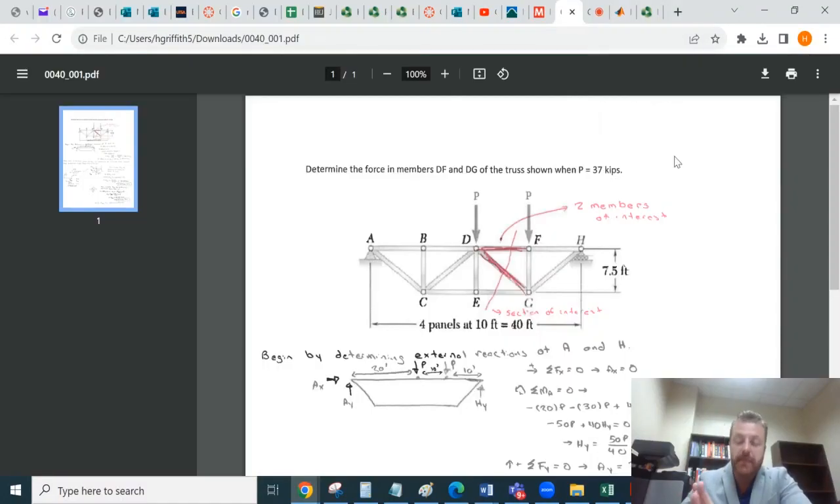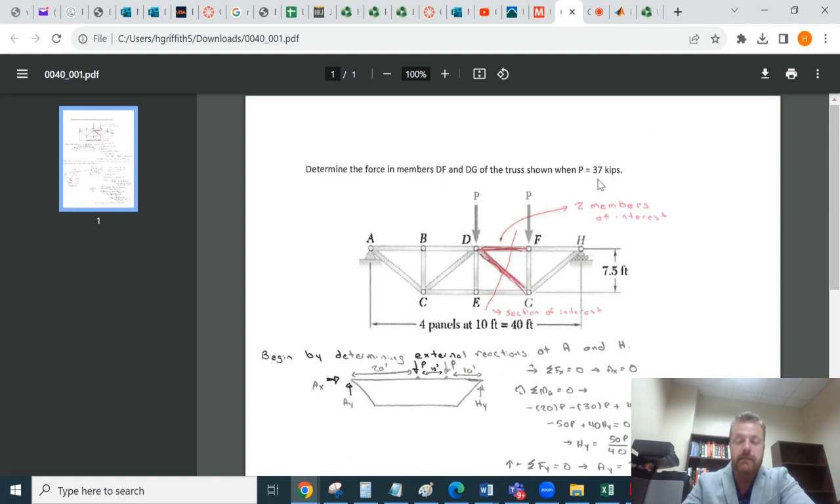So in this video, we're going to look at a method of solving for the internal forces in members using the method of sections. So we have a somewhat larger truss. It has a periodic geometry to it, and each panel of the truss is 10 feet wide. There are 1, 2, 3, 4 panels, so it's 40 feet wide in total, and its height is 7.5 feet. It has a loading at joint D and joint F that is equal. The magnitude is 37 kips in both cases, and it's in the downward direction.